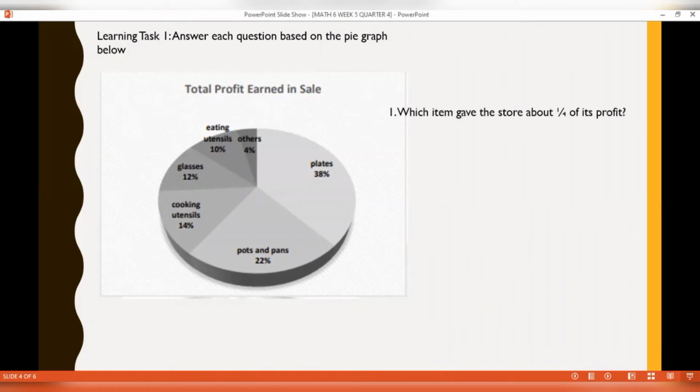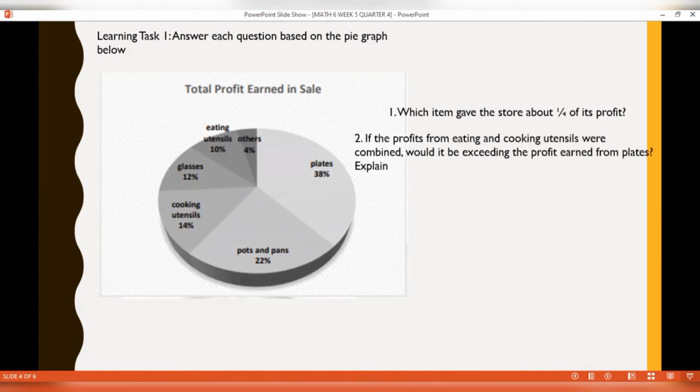Question 1, which item gave the store about 1/4 of its profit? So, alin daw dito, sabi niya, estimated, alin daw dyan yung halos 1/4 ng tubo. 1/4, halos malapit sa 25%. Number 2, if the profits from eating and cooking utensils were combined, would it be exceeding the profit earned from plates? So kapag daw ba pinag-add natin yung 10% ng eating utensils at saka yung 14% ng cooking utensils, ito daw ba ay lalampas dito sa profit ng plates? And then explain.